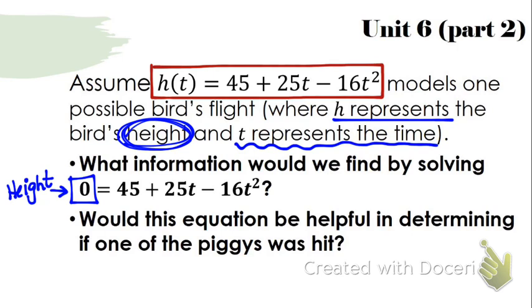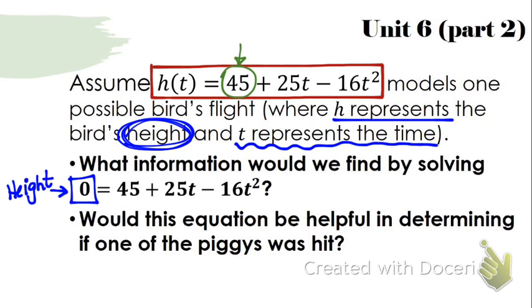If you look at this, can you tell me how high off the ground the slingshot is starting? How high off the ground is that slingshot? 45. How do you know? Because it says 45. And that's the starting height, not the B, but the C. That's our C value. You remember ABC form?